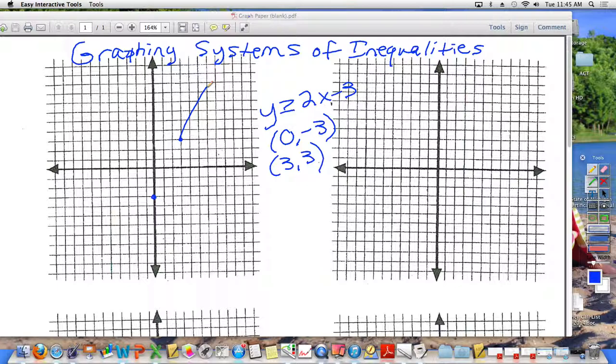Make sure when you connect your points that you are using a straight edge. My line is not going to be great. I am not using a straight edge right now. Please make sure that you guys are using a straight edge.